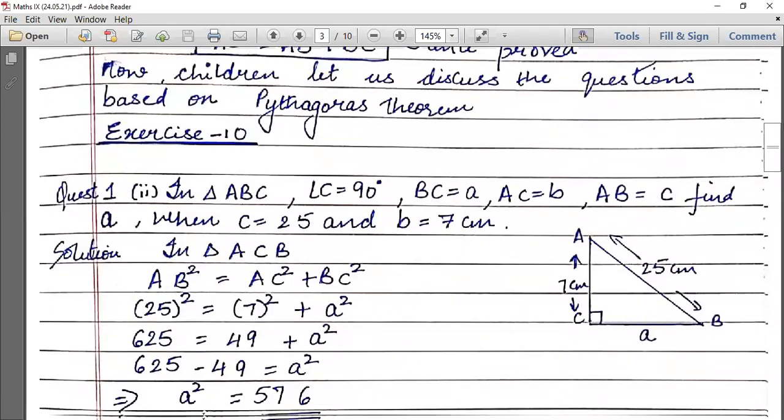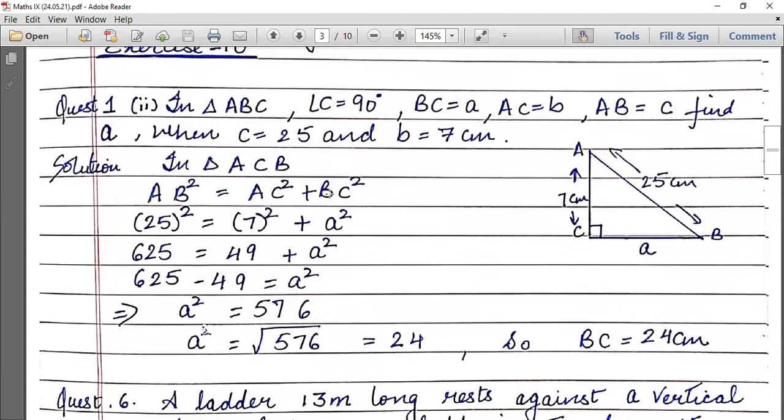Now let's practice the questions based on Pythagoras theorem. Now let's look at question number 1. Now children, in this question, triangle ABC is given, angle C is 90 degree, AB is given 25 centimeter, AC is given 7, and you have to find the value of BC. So according to the Pythagoras theorem, in a right angle triangle, hypotenuse square is always equal to the sum of squares of other two sides. So here AB square is equal to AC square plus BC square.